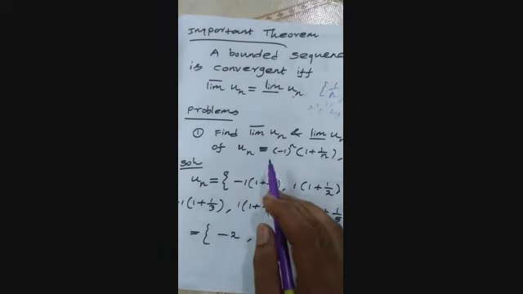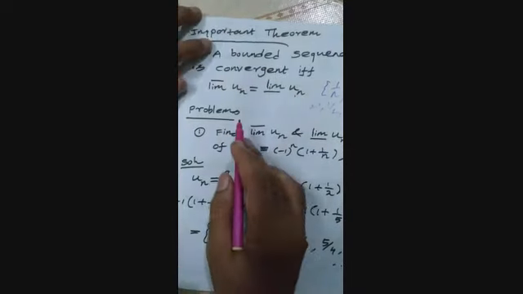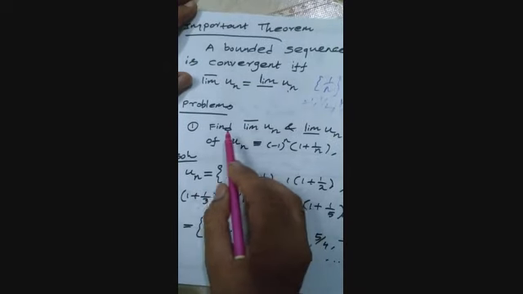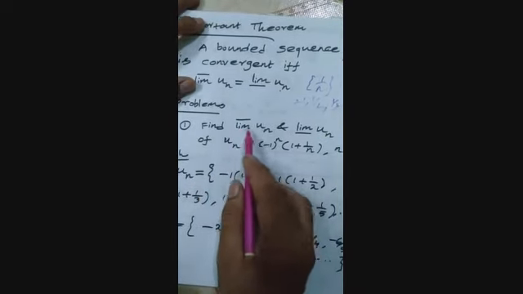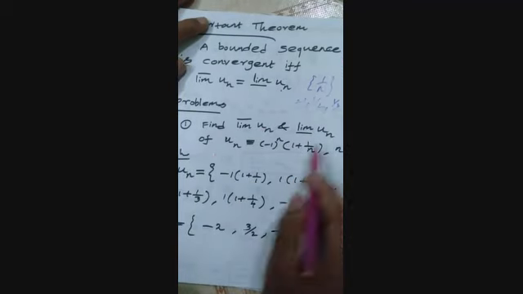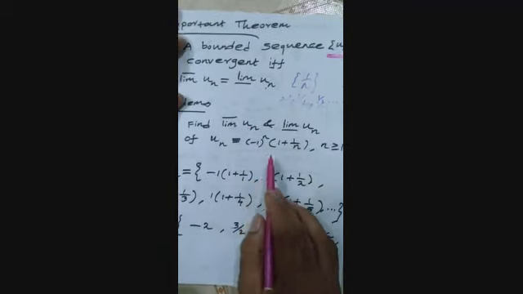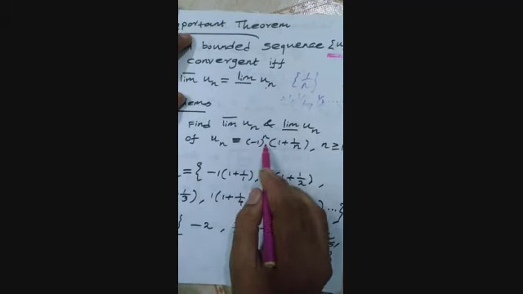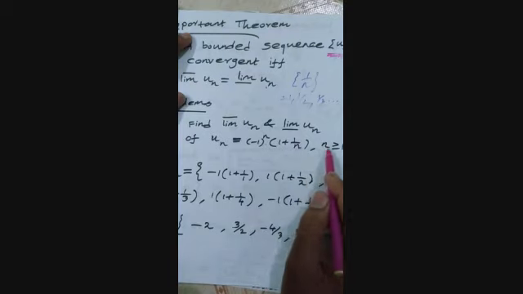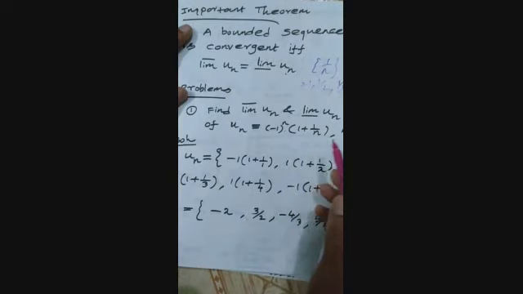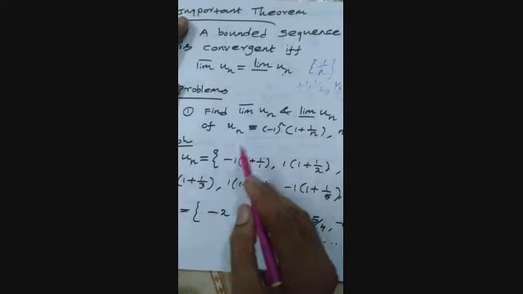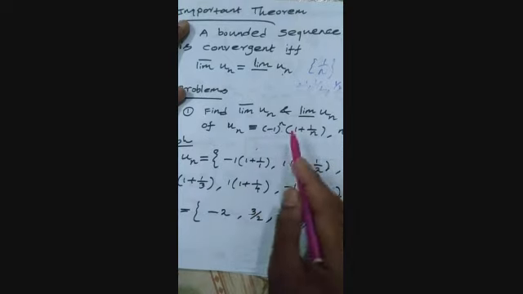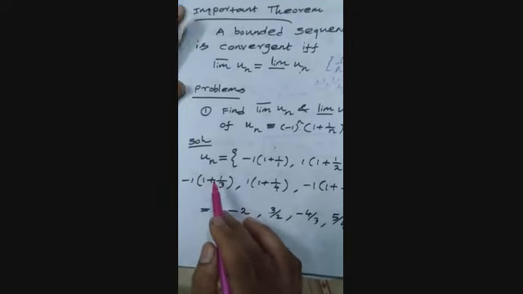Now the first problems. Problem 1. We have to find the limit supremum and the limit infimum of the given sequence. The given sequence is (minus 1) power n into (1 plus 1 by n), where n is greater than or equal to 1. I am substituting values: n equal to 1, I get the first term, n equal to 2, then the next, third, 4, 5, 6.